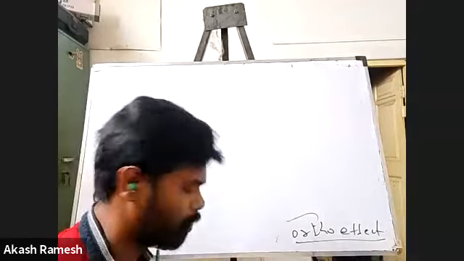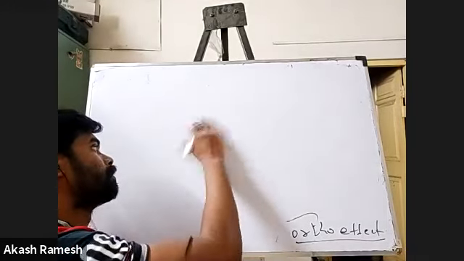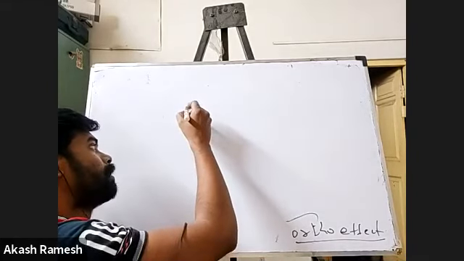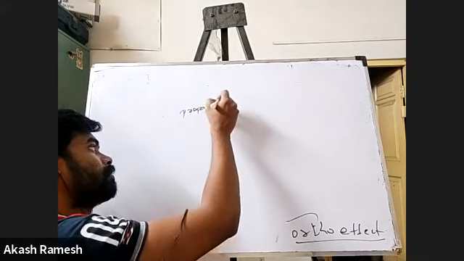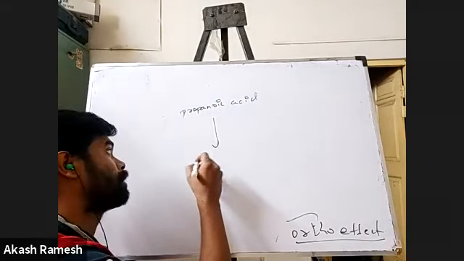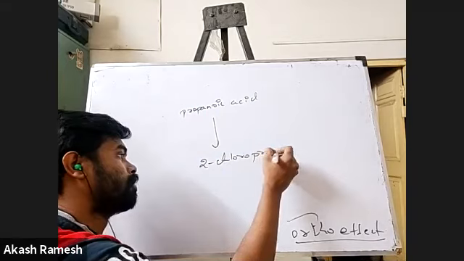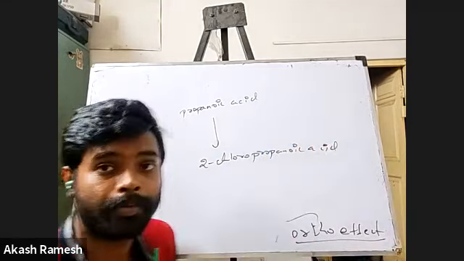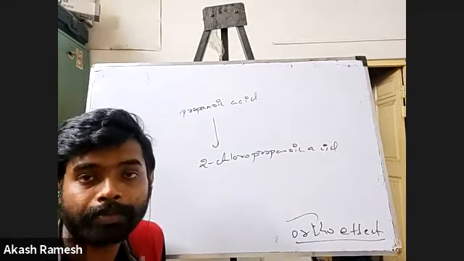And just one more. If I have, say, propanoic acid, and I want to convert it into 2-chloro propanoic acid in one step, how will I do it?